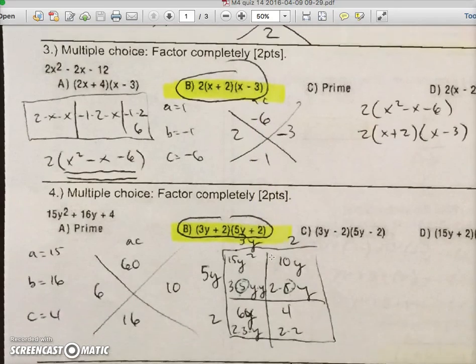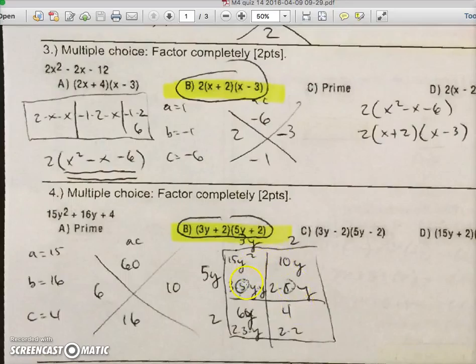Question number 4 now has an a value that's greater than 1, so you do your a, b, and c. There is no GCF of 15, 16, and 4. If you take your a times c value, that's 60, and your b value is 16. Two numbers that multiply to be 60 are 6 and 10, and also these two numbers add to be 16. So I take the 6 here, you must put it in the lower left corner and put a y next to it. Take the 10 there and put a y next to that one. The first term, 15y squared, goes here, and 4, the last term, goes in the bottom right. It must go in this method of factoring.